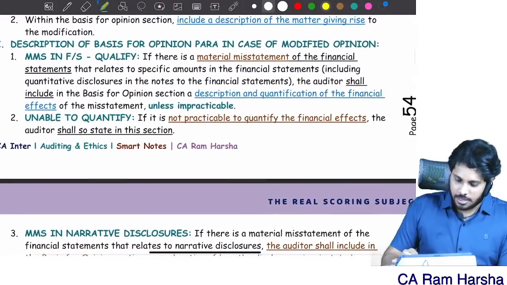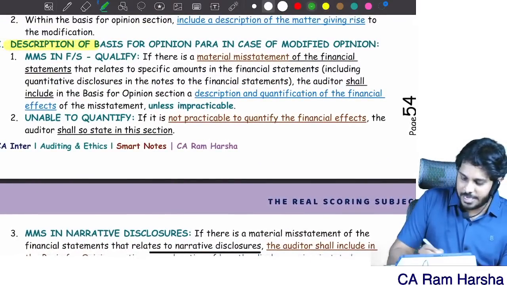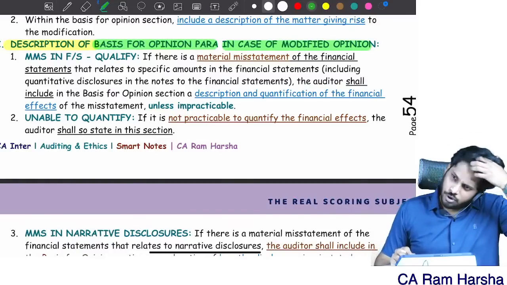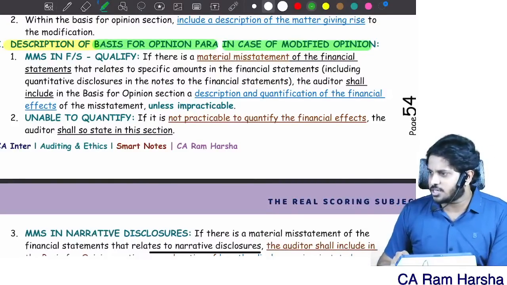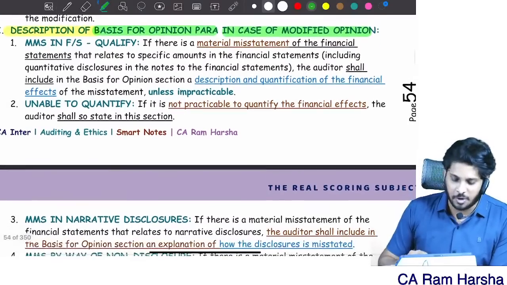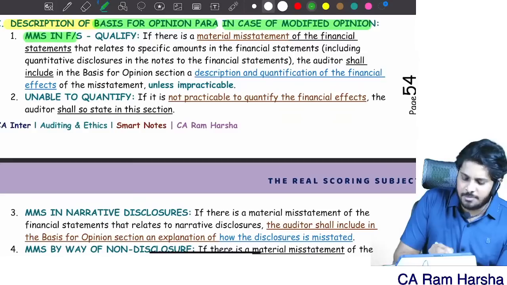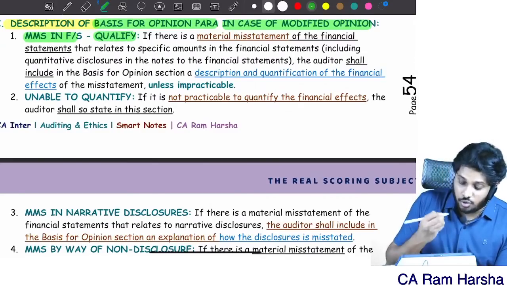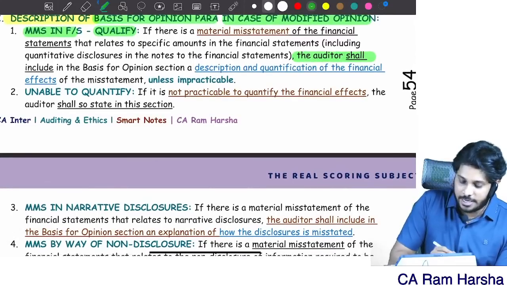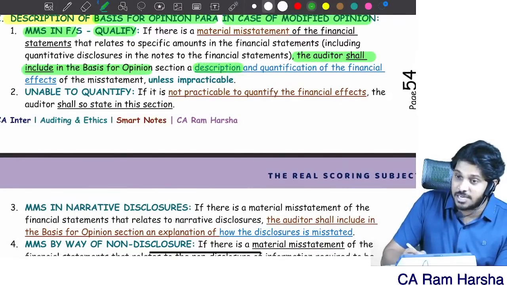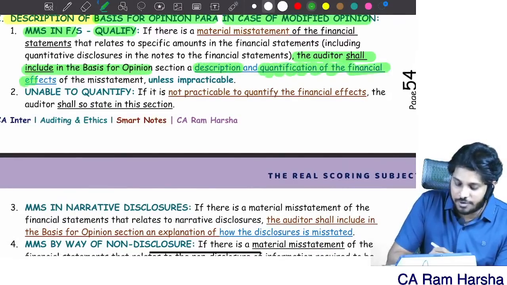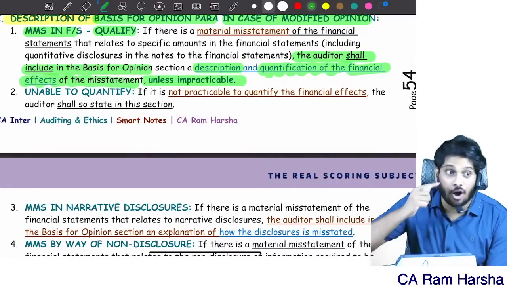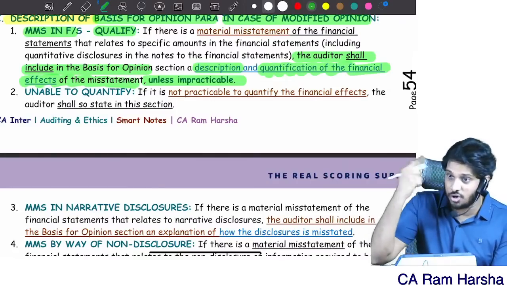Description of the basis for opinion paragraph in case of a modified opinion. How will the basis for opinion paragraph description change when we give a modified opinion? Suppose there is a material misstatement in the financials, what do we need to do? Qualify. We not only qualify, the auditor shall also include in the basis for opinion a description and quantification of the financial effect of the misstatement, unless impracticable. You should also quantify, not only qualify.